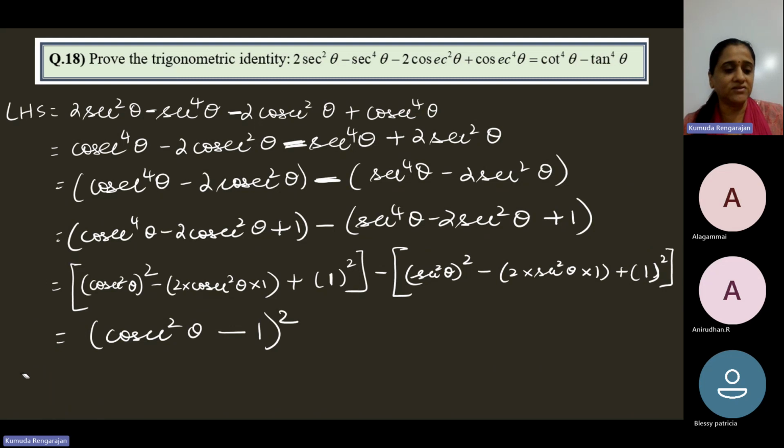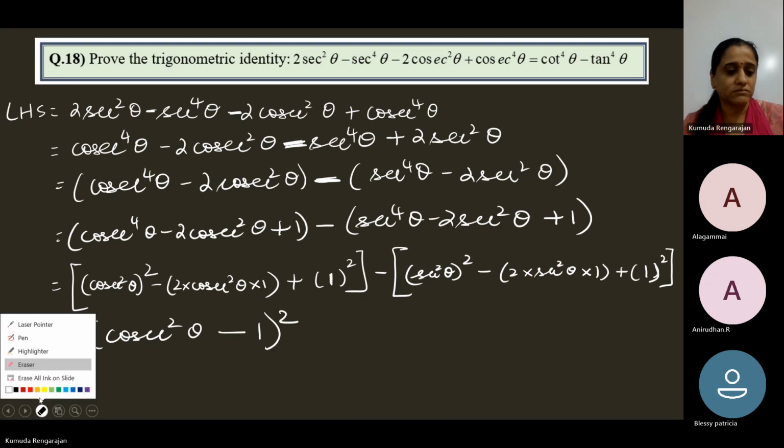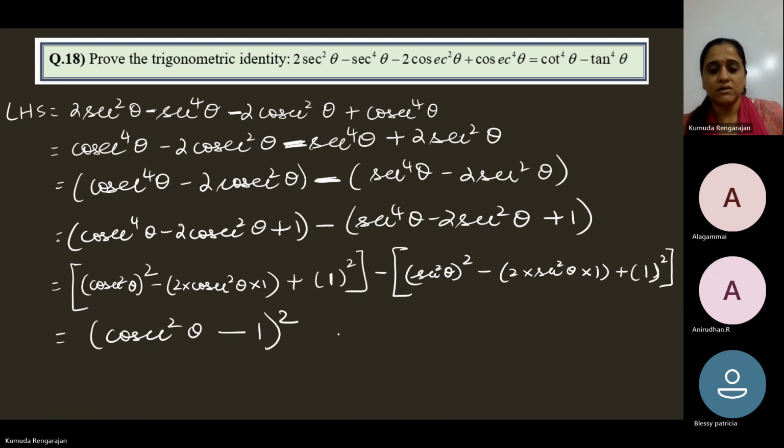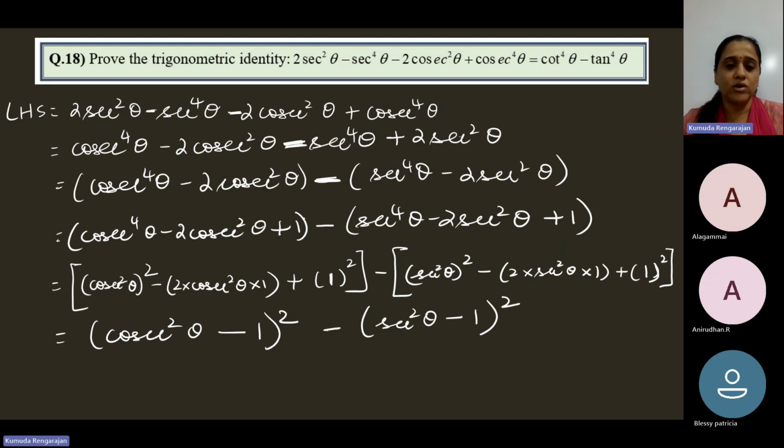Then minus, the connecting sign is minus. Okay. Second bracket also is of the form a square minus 2ab plus b square. So it is a minus b the whole square. See, if you want, you can put a 1 square. You need b square, which is 1 square, but 1 square is 1. So I've just written 1 in both the brackets.